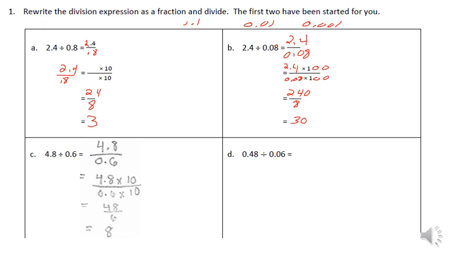On D, now we're going to rewrite it as a fraction, 48/100 over 6/100. And we're going to multiply both of them by 100 to move them two place values. So we're going to end up with 48 over 6. And I know 6 times 8 is 48.